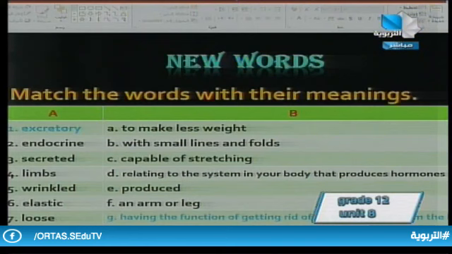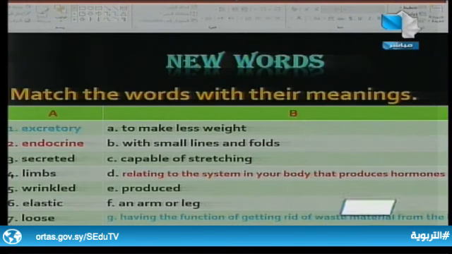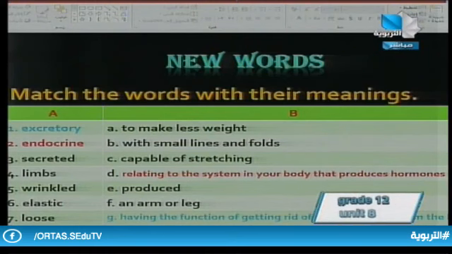Very nice. Mr. Mazin. Number two, endocrine, relating to the system in your body that produces hormones. So endocrine means relating to the system in your body that produces hormones. This is called endocrine. Right. Ms. Nagam. Number three, secreted. It means produced.